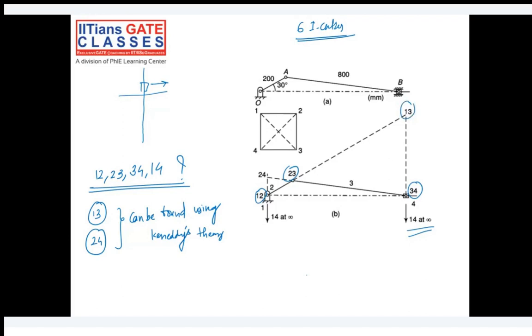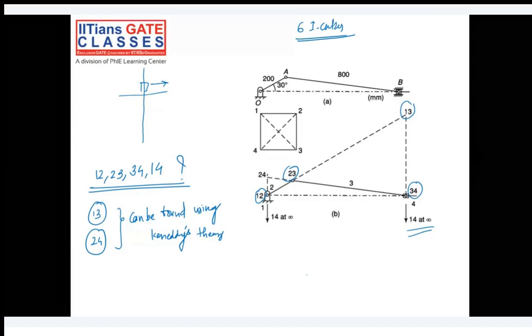Is it clear how we have evaluated this I center 1 3 and 2 4? Any doubt till this?